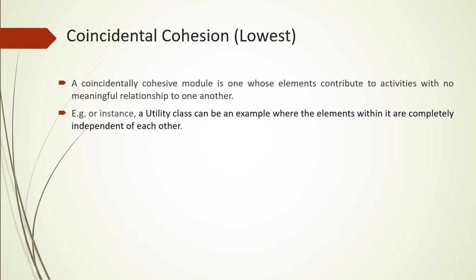Coincidental cohesion, which is the lowest or least desirable cohesion. A coincidentally cohesive module is one whose elements contribute to activities with no meaningful relation to one another. For example, a utility class can be an example where the elements within it are completely independent of each other. If we take a Java utility class, there are different utilities and libraries, each with a different purpose. So they are coincidental cohesion.